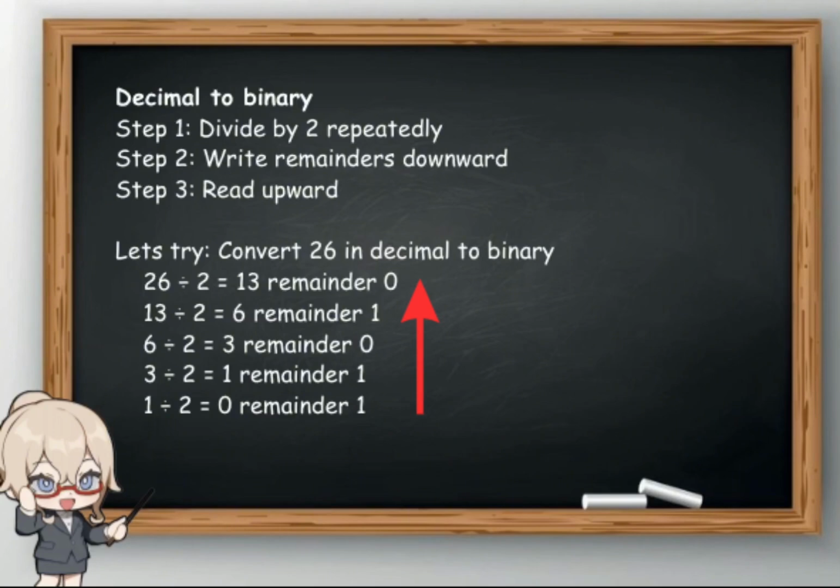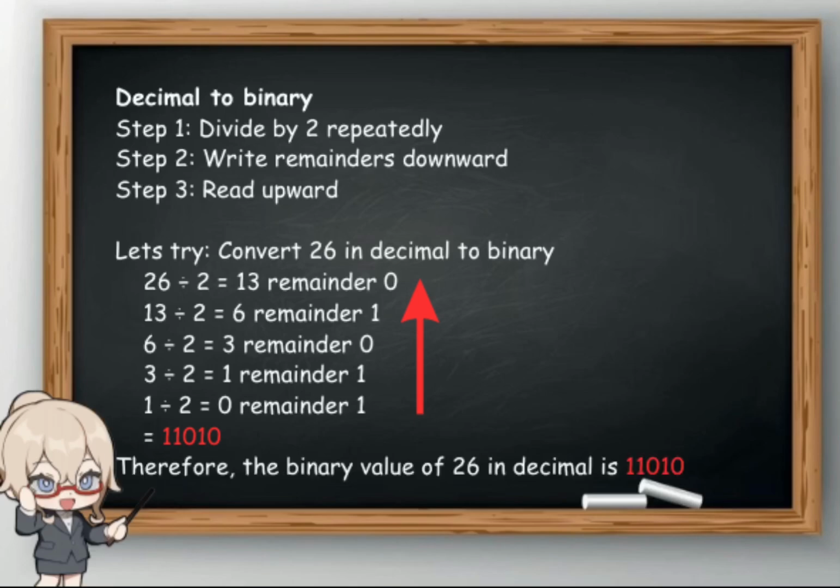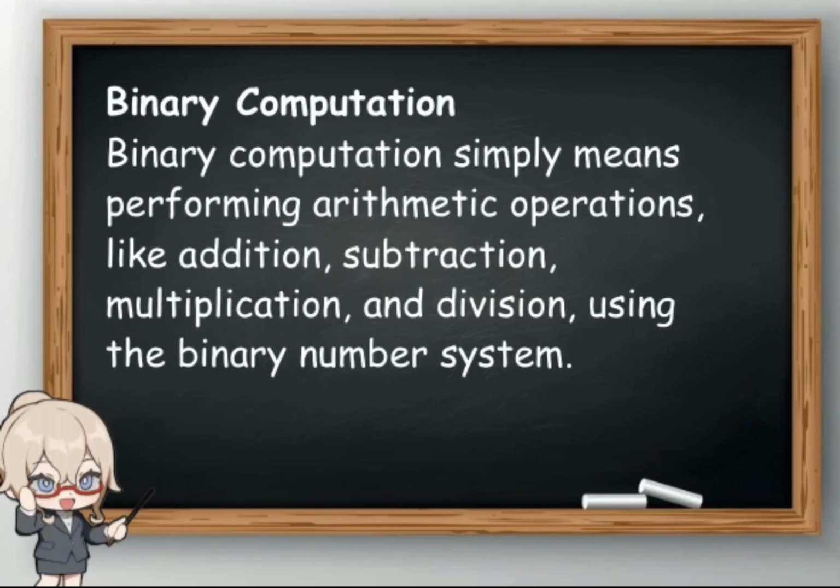And finally, to get the binary number, we read the remainders from bottom to top. So, reading upward, 11010. Therefore, 26 in decimal is equal to 11010 in binary. Binary computation means doing arithmetic operations like addition, subtraction, multiplication, and division using binary numbers. It works the same way as decimal arithmetic, but the only digits we use are 0 and 1.